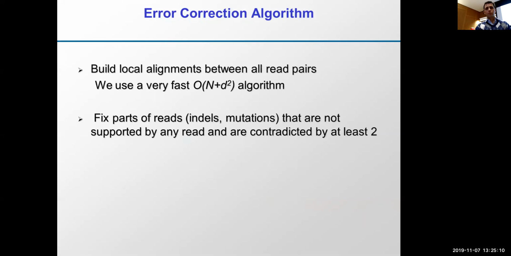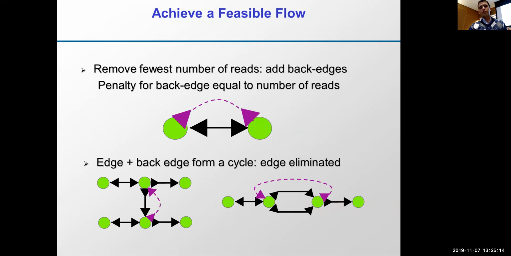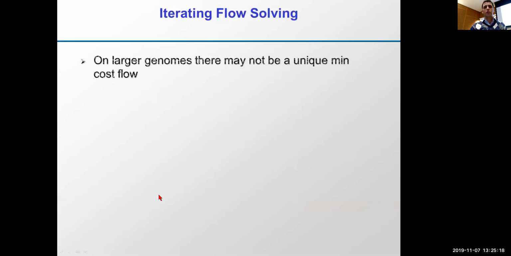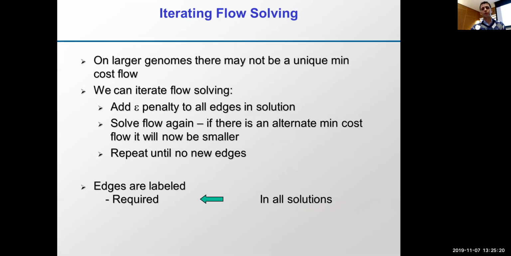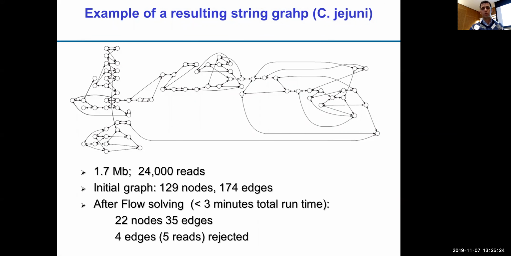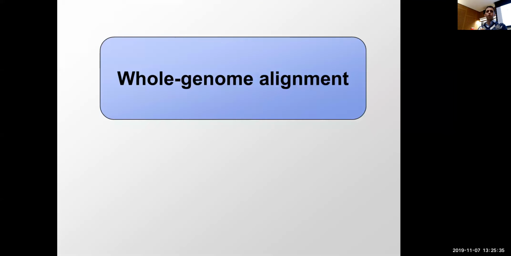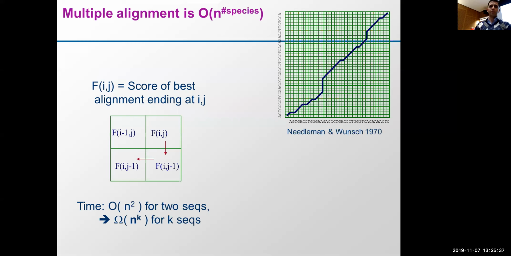Okay. So then at the end, you're just trying to achieve a feasible flow, and you can argue about forward edges, reverse edges, in edges, out edges, and resolve all that. Okay. You don't have to worry about all of the details, but this is just important to know. Everybody with me on part 1? Great. So now that we've assembled our genomes, let's start aligning our genomes. Sounds good? So how do we do whole genome alignment?